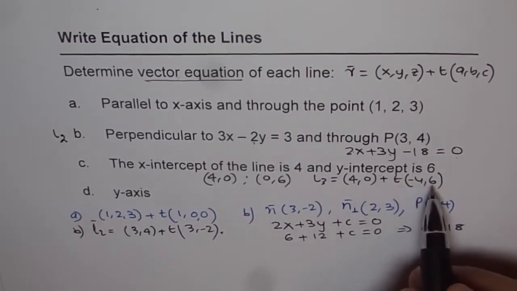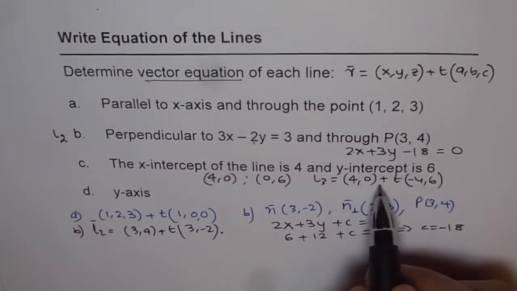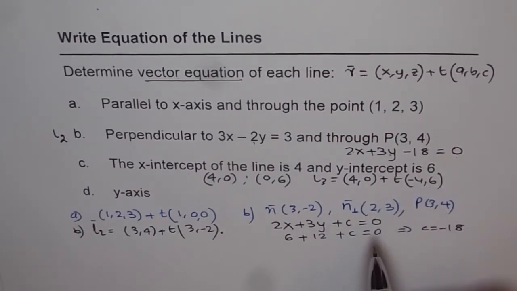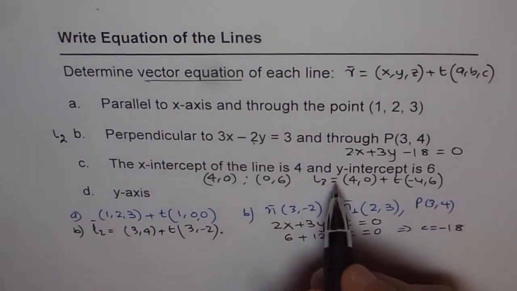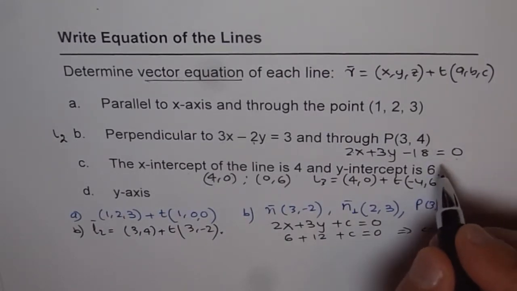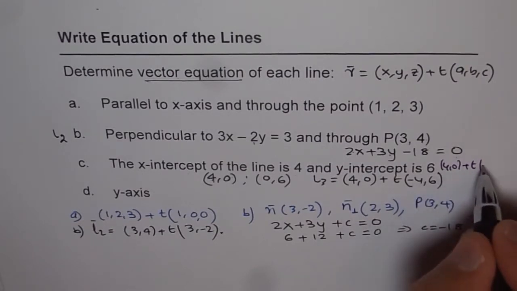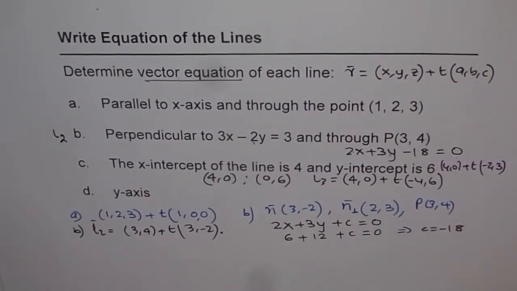We can simplify this. We can factor out 2 from here and then write our equation as (4, 0) plus t times (-2, 3). So that is even better, right? So we'll write this equation kind of here. Let me just squeeze it in. So it will be (4, 0) plus t times (-2, 3). Okay, that's how we'll write.